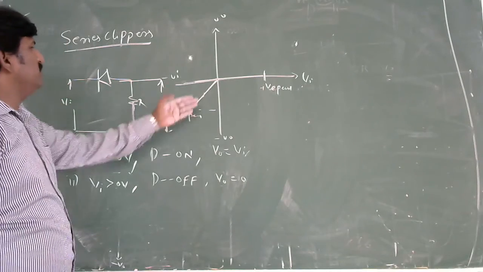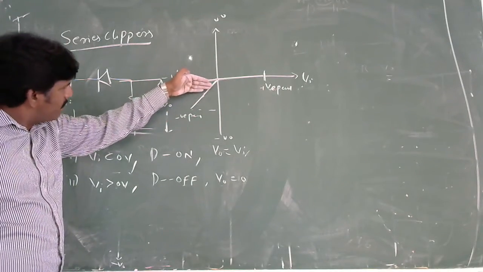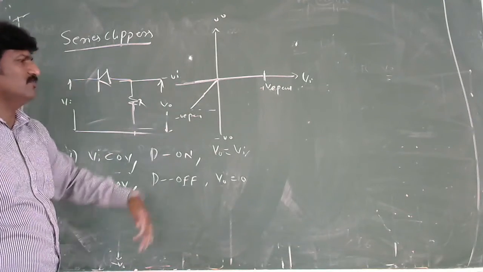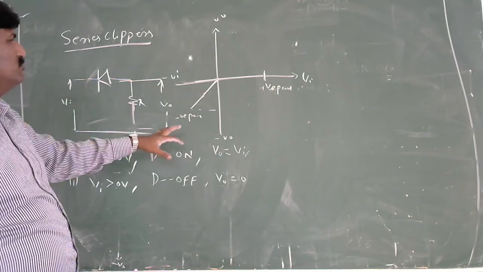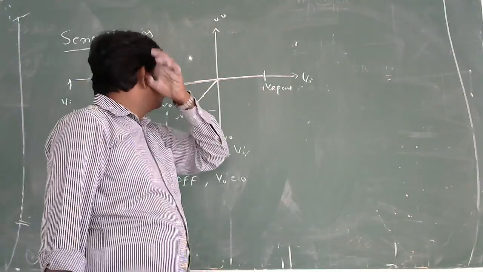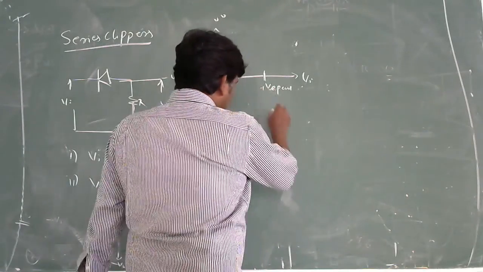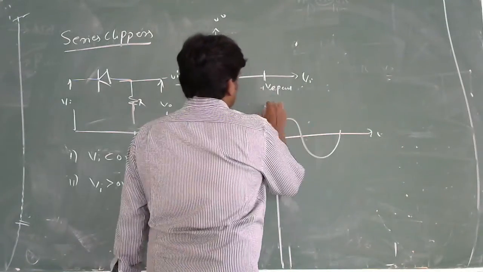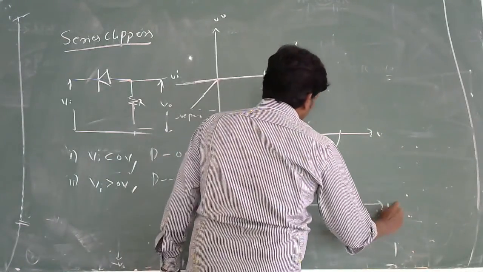It means it's going to be following the input for the output until it reaches the negative peak. The negative cycle is going to be followed, but the positive cycle is going to be clipped off. How are the input and output related? We have the inputs like this and output.